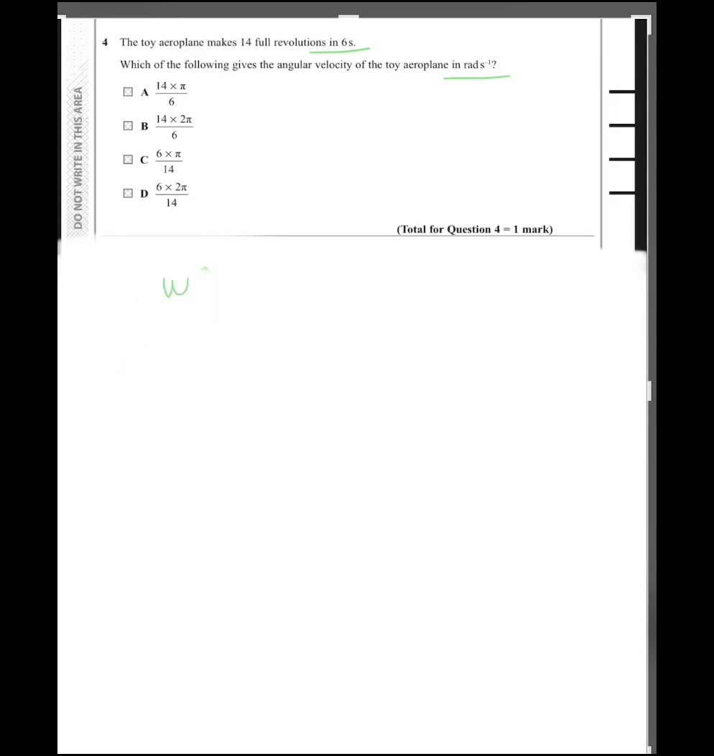So we have the formula angular velocity equals 2 pi by T. 14 full revolutions mean that they cover 2 pi radians 14 times in 6 seconds. So the answer is B.